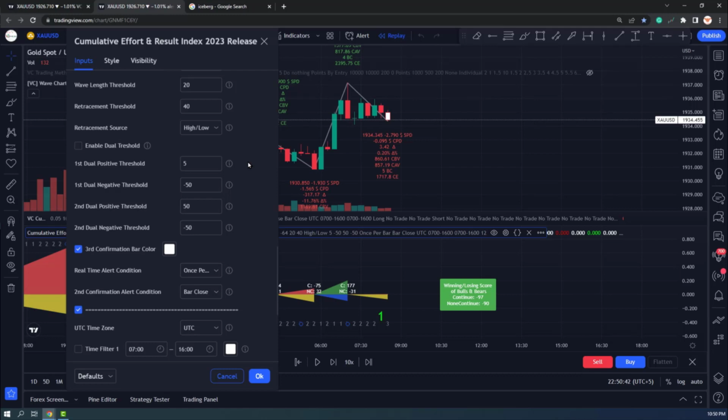So if you want to get the maximum from these tools, if you want to trade independently and confidently in these financial markets, you need to master these tools. You need to dive deep into these tools. I have never delivered this kind of deep session related to this cumulative effort and result index before.